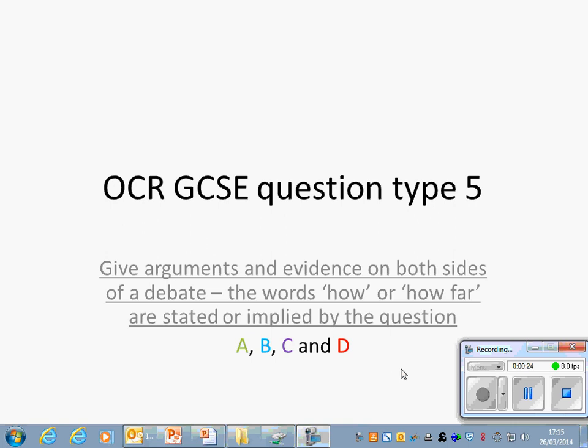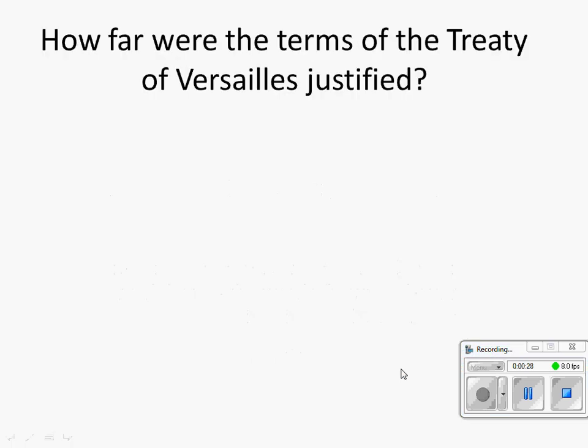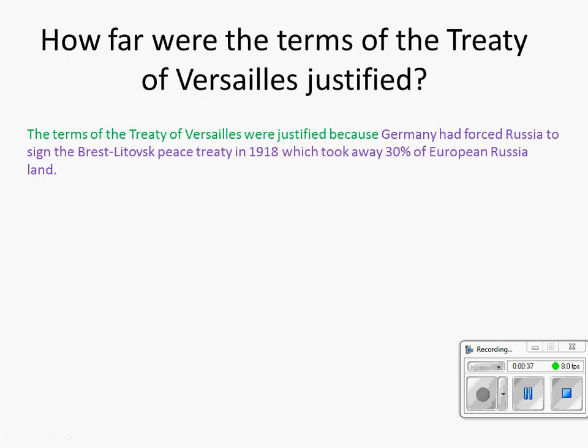First of all, the most obvious one where you need a balanced answer are the 10 markers. So these are sort of 10 markers on paper 1, and this might be an example. How far were the terms of the Treaty of Versailles justified? So you first of all need to say, well, A, the terms of the Treaty of Versailles were justified because, okay, use the terms in the question, justified, and then give your own knowledge. Germany had forced Russia to sign the Treaty of Brest-Litovsk in 1918, which took away 30% of European Russian land.